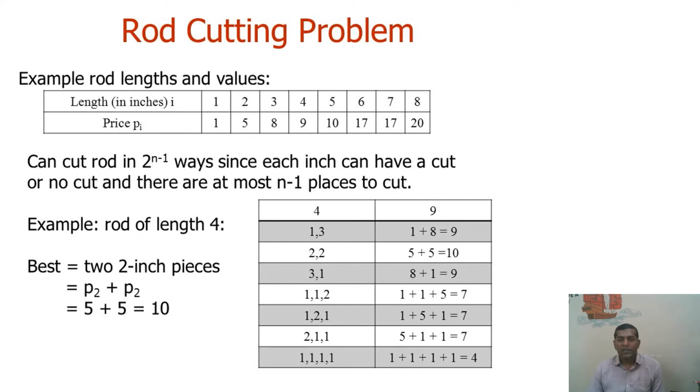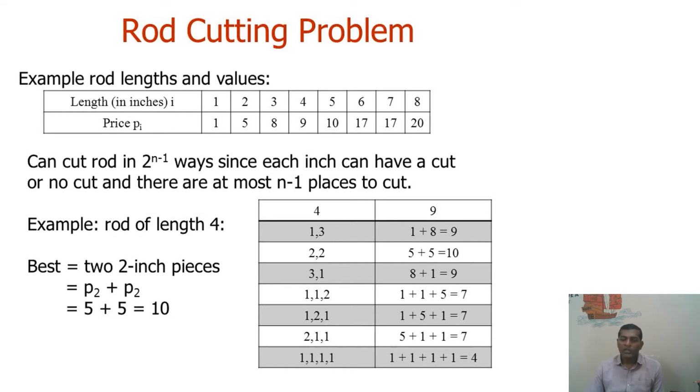It means if we, as a shopkeeper, want to sell a rod of length 2, then we will be selling this rod of length 2 for a price of 5. If we sell a rod of length 6, then we'll sell it for 17. It means if we sell a rod of length 6, we'll get a profit of 17. So this is how the problem is defined.